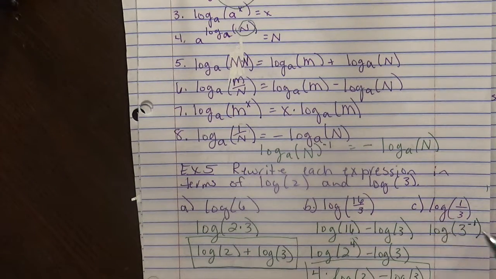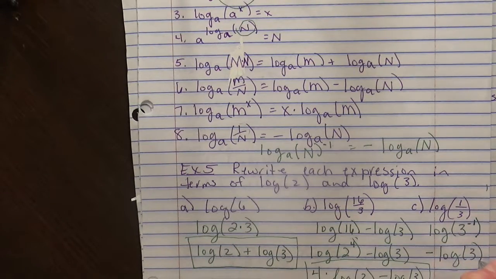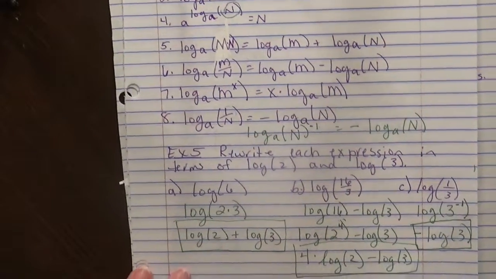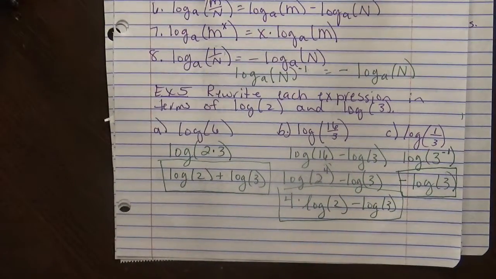And then negative 1 comes to the front as a coefficient. So this is a power rule that I'm using now. Negative 1 times log 3. And I've written it in terms of log of 3. There is no log of 2 this time. And that's it. Is that showing up for you? Oh, I'm sorry. There it is.